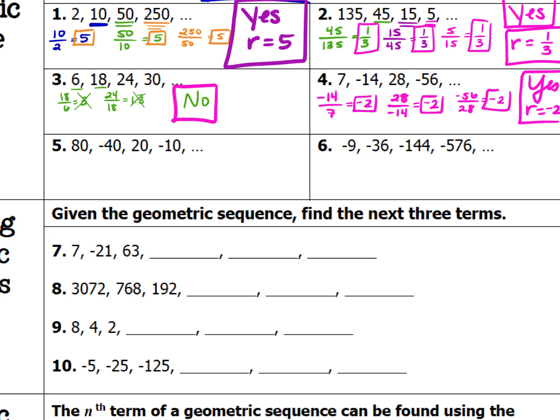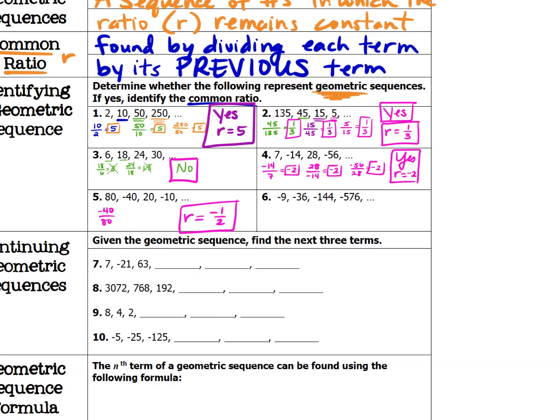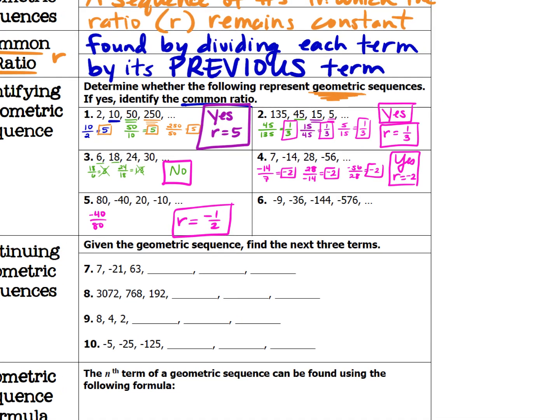Can anyone tell me what the R is on number 5? It's a negative 1/2. It's negative 40 divided by 80. 20 divided by negative 40. Your R should come out to a negative 1/2. I'm not going to do all the work on that one, but that one does work. Good on that? Okay, so here's the next thing that you'll do, and sometimes we'll put these parts together.